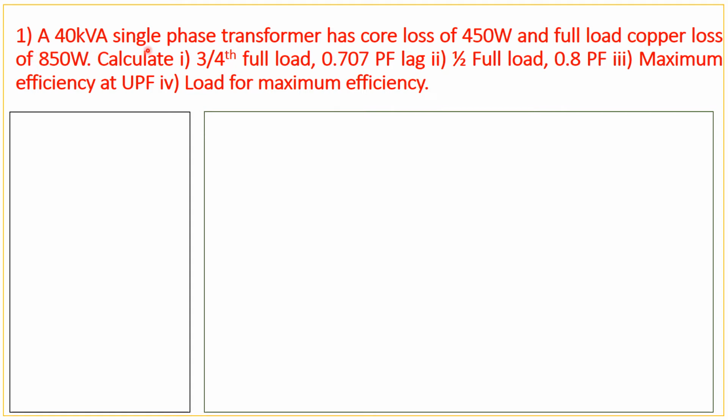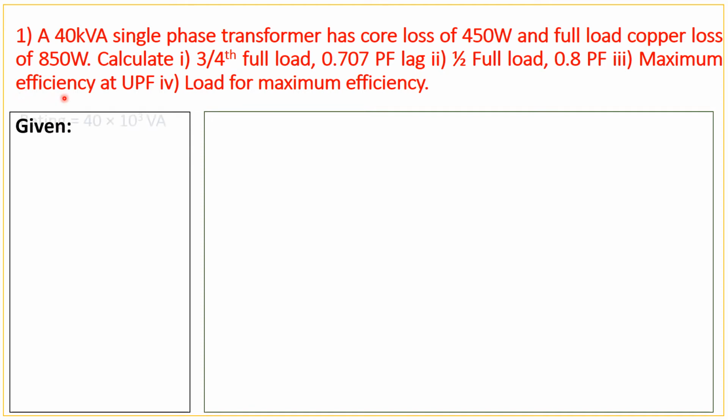A 40 kVA single phase transformer has core loss of 450 watt and full load copper loss of 850 watt. Calculate efficiency at 3/4th full load 0.707 pf lag, then half full load 0.8 pf, maximum efficiency at UPF, and load for maximum efficiency. So we must calculate the efficiency at all these given conditions. So first we must write the given data.